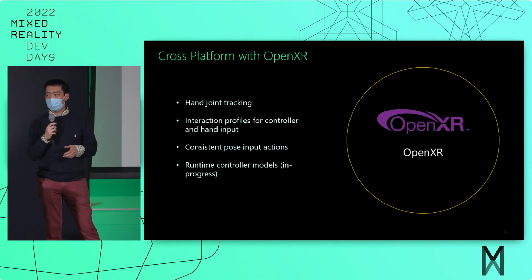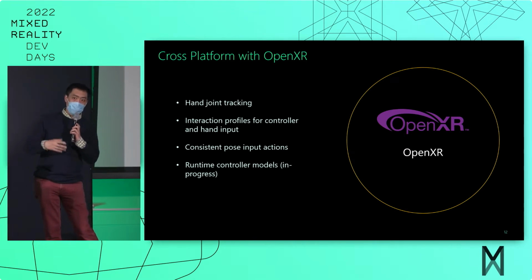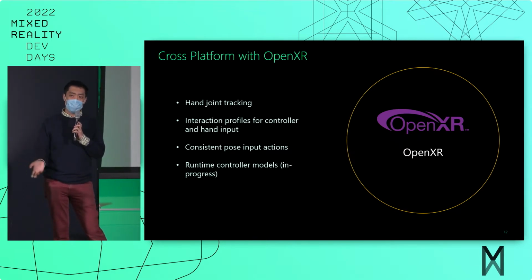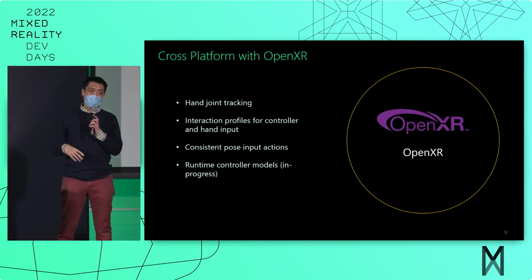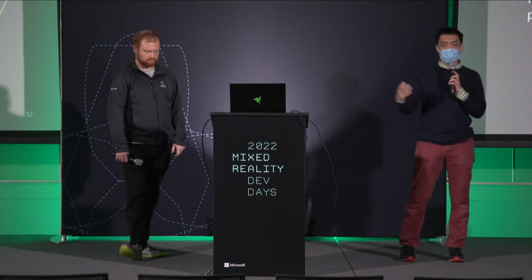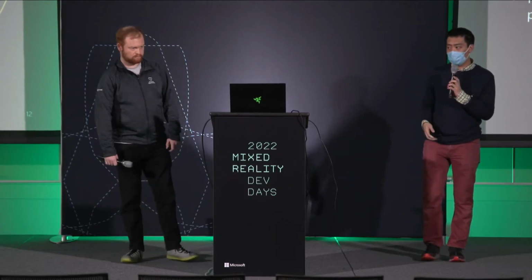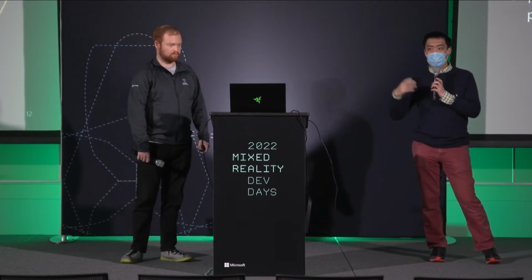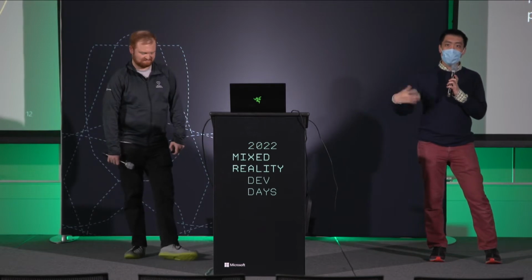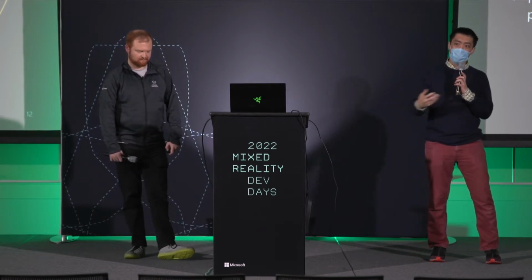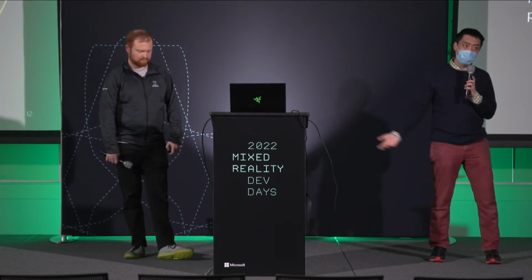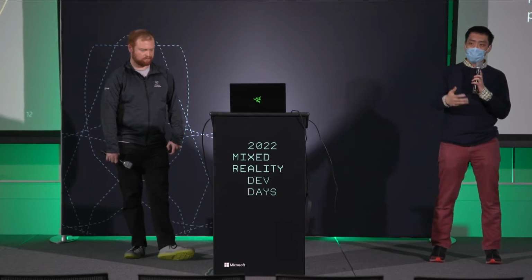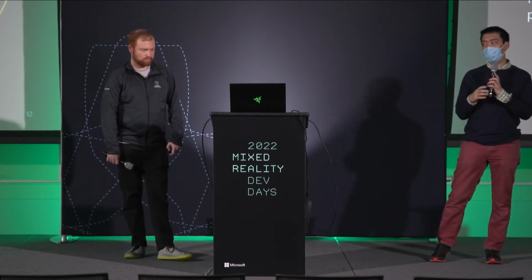But hand tracking is not the only thing we got in there. Interaction profiles for controllers, consistent input actions. So if you have a poke point on your hand, how does that map between a hand and a controller? Those things are coming in through OpenXR, and even things like runtime controller models. Those sort of things which do not have to be platform specific can now all be joined together and interpreted and ingested in the same way via MRTK.